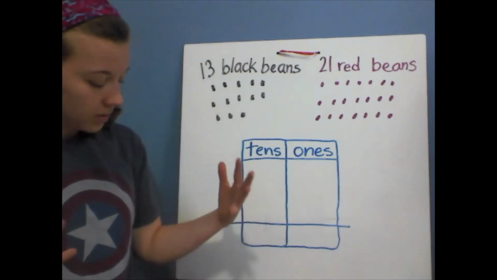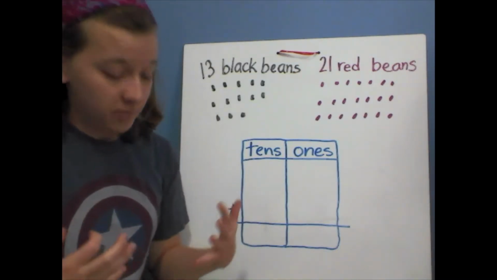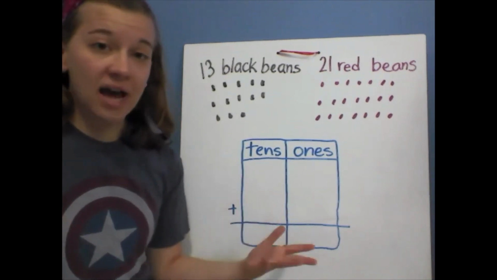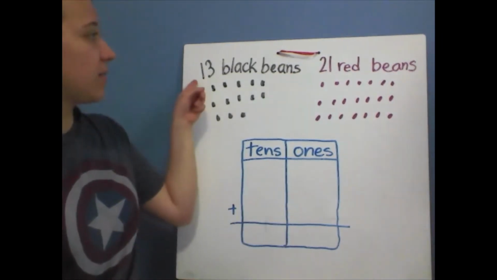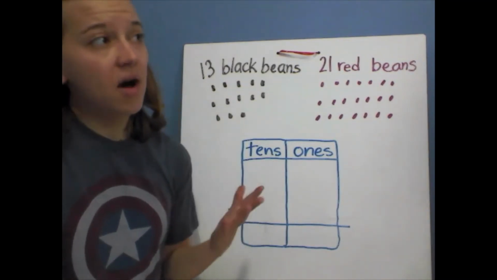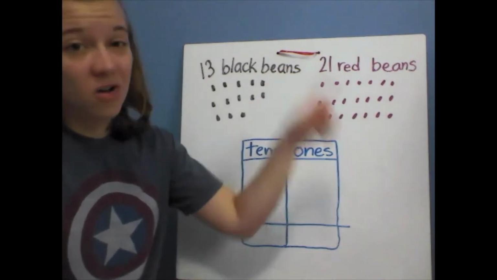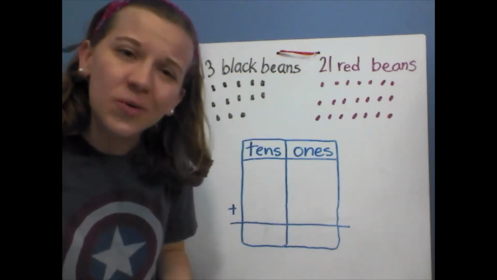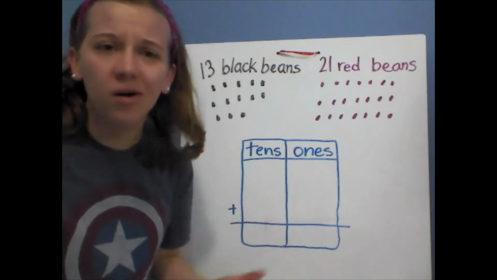So I have 13 black beans and 21 red beans. How many beans do I have in all? All right, so I have 13 black beans, 21 red beans. How many beans do I have in all? Now, we could count all the beans, but boys and girls, we have very important things to do. We don't have time to count all of those.